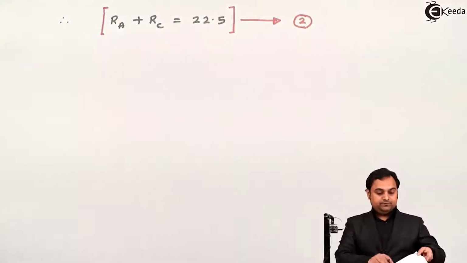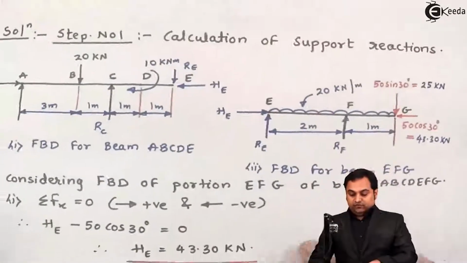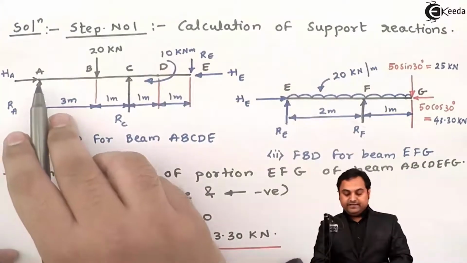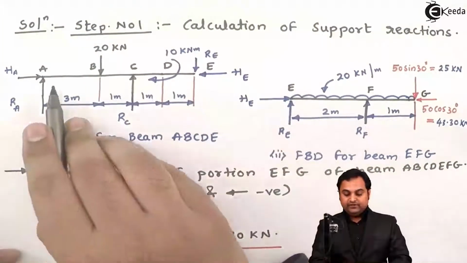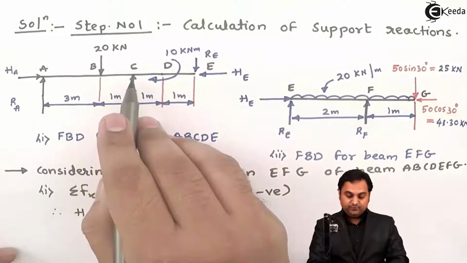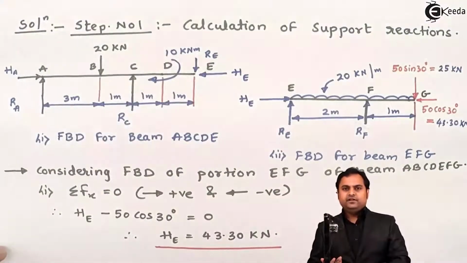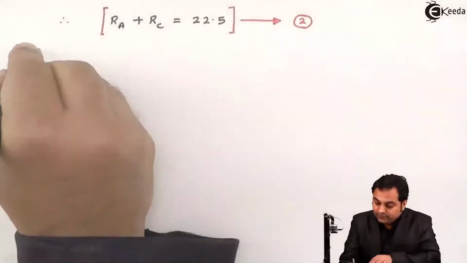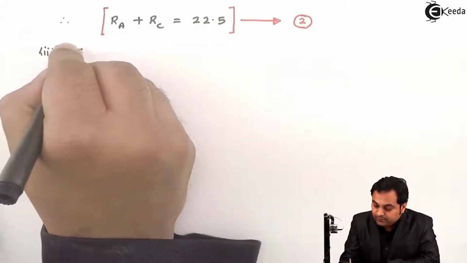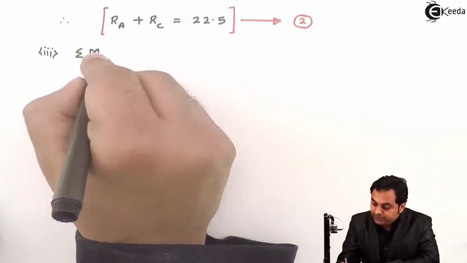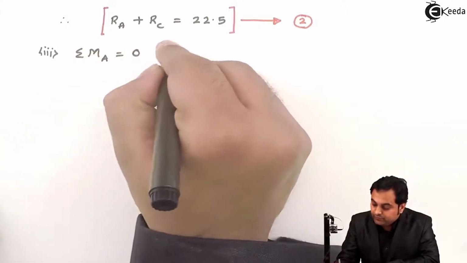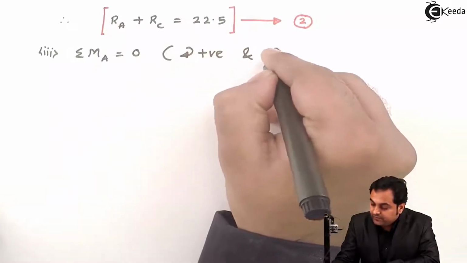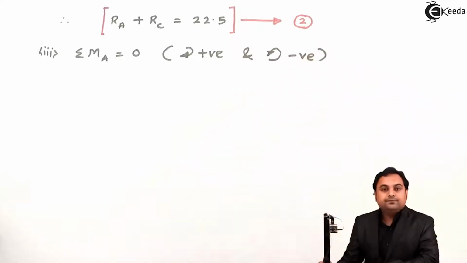Next, if we want to calculate the value of reaction at C, I'll take the moment at point A. If we want to calculate the value of Ra, we have to take the moment at point C. In whichever case we are correct. So first I'll take the moment at point A to get the value of Rc. I'll use the next condition of equilibrium, that is, summation of moment about point A is equal to 0. The convention is clockwise moments treated positive and anti-clockwise moments as negative.